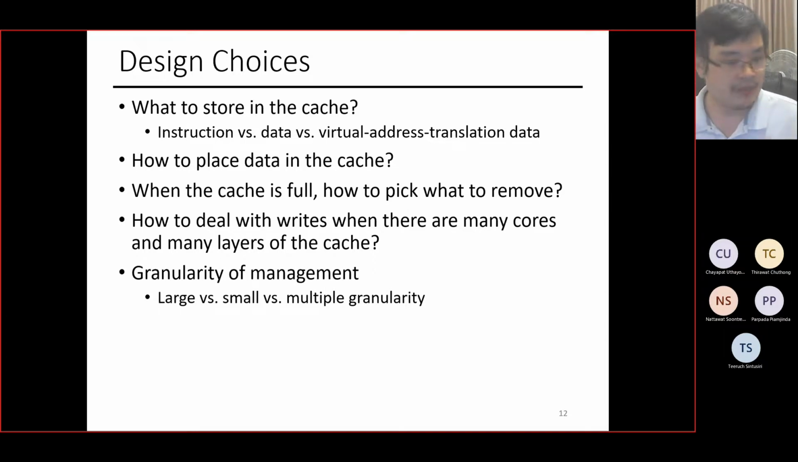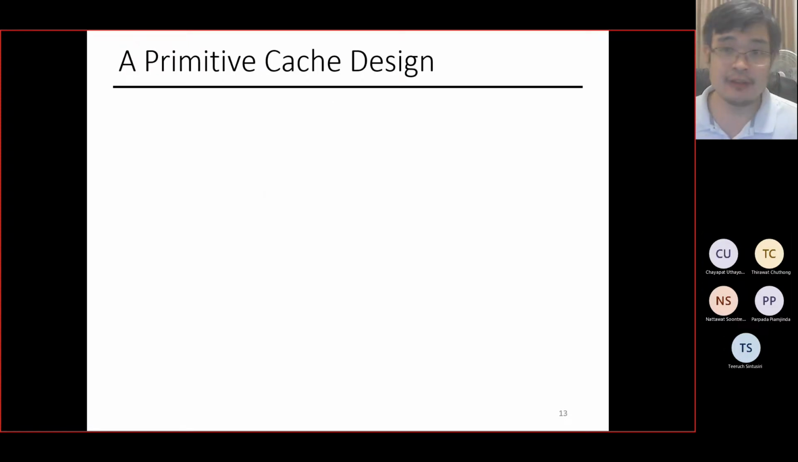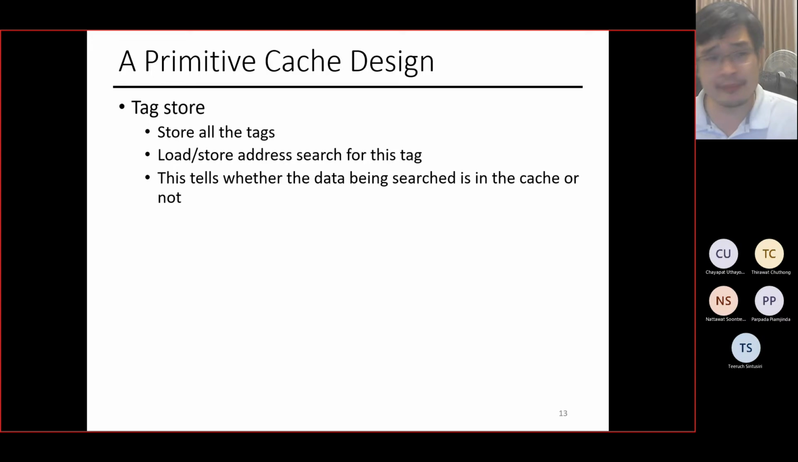Do you want to have a different granularity? Sometimes work with 32 bytes, but the block can be extended to 64. What should be the size of the cache block? And then the primitive cache design would have what we call the tag store. The tag store acts like a key. It stores the tags of your access. It stores the identifier that says, hey, this blob of data is yours. This tells whether the data that you are searching for is in the cache or not.